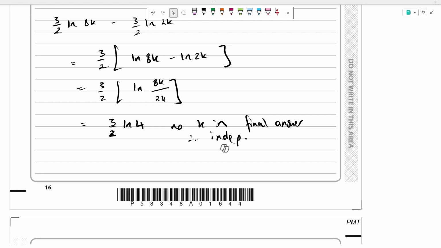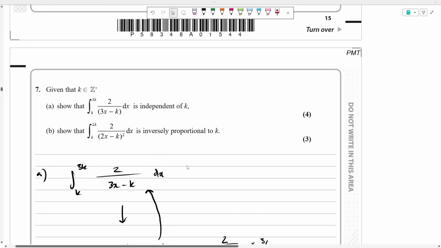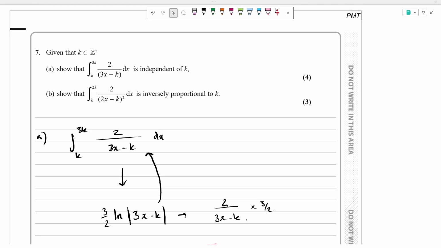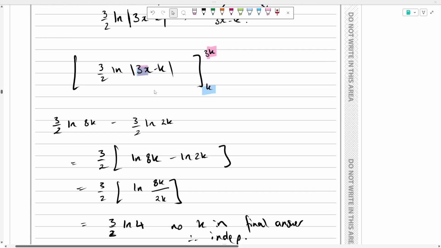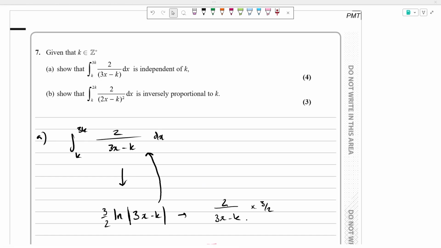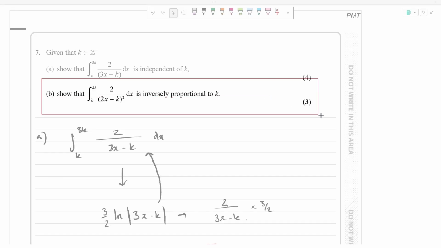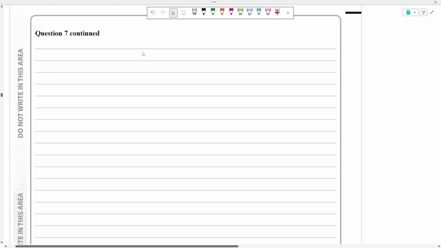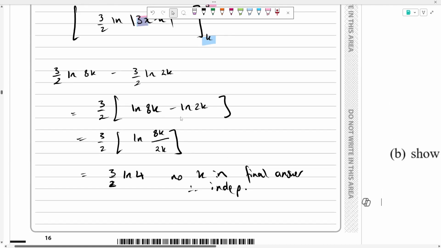Cool. Part B. Part B says show that this integral is inversely proportional to k. Now this one here you can see that it has squared on it, so I would probably write this as index form. So I'm going to take a screenshot of this real quick. Let's just move this down so I don't have to keep on scrolling back up.